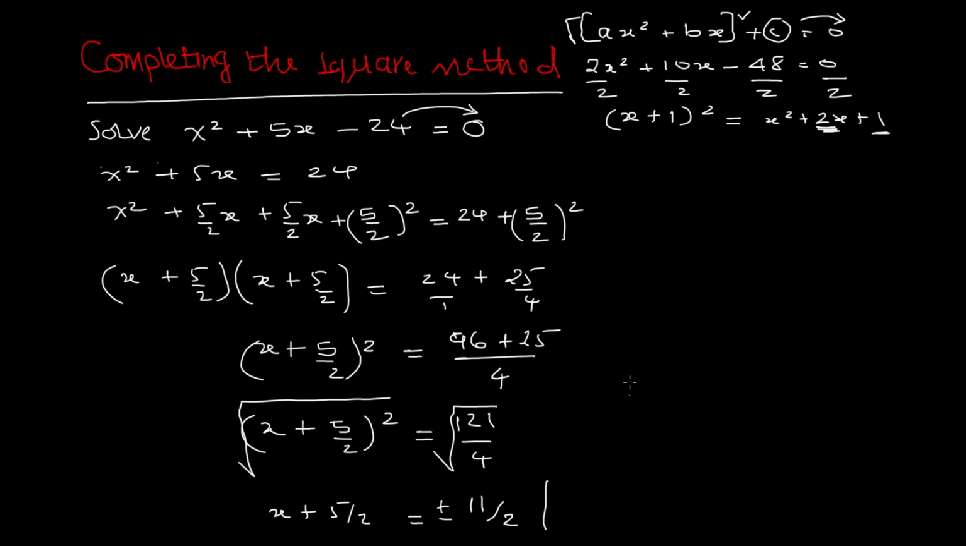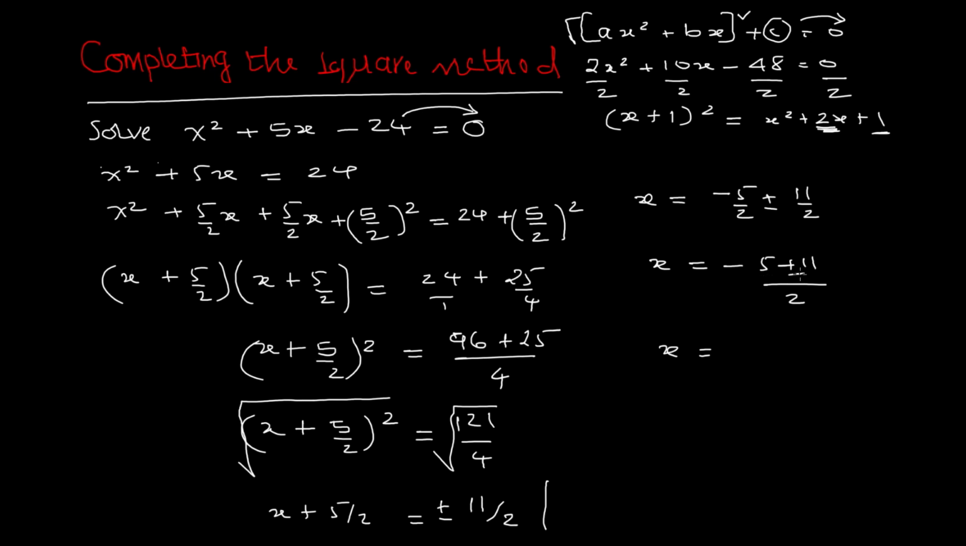So now we continue in terms of getting the solutions. So we can say x is equal to minus 5 over 2 plus or minus 11 over 2. So if I want, I can simplify it further. Then I can say minus 5 plus or minus 11 over 2, like that. This now can give us two solutions.